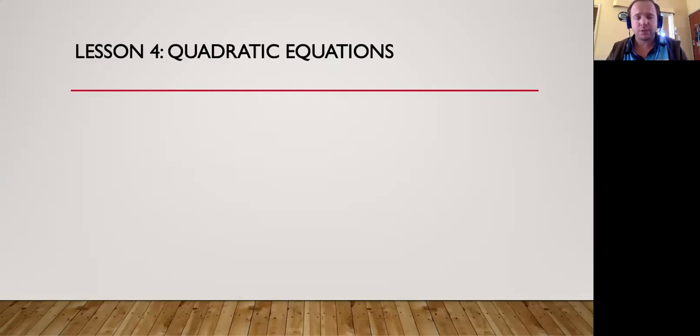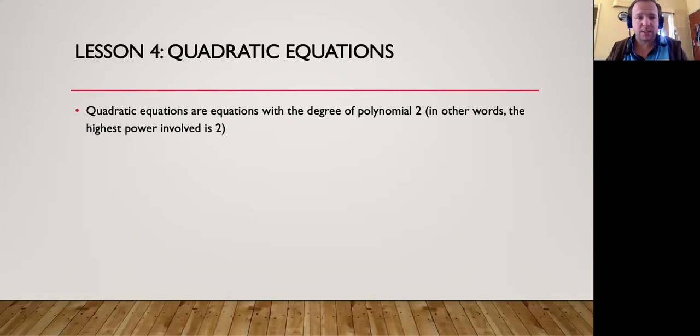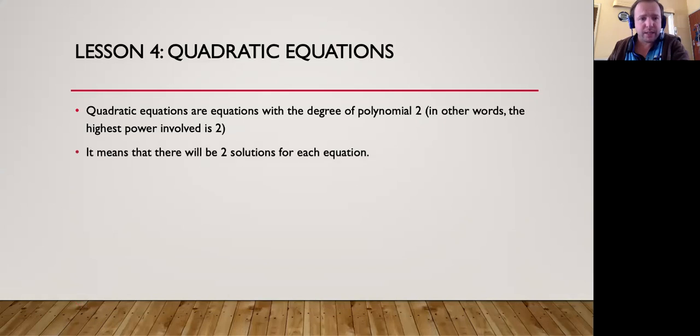All right, now what we're going to do today is learn how to solve those types of equations. Now, at grade 9 level, you're only going to be expected to do certain types of equations. So let's go through quickly. Quadratic equations are equations with a degree of polynomial 2. In other words, the highest power involved is a 2. It means that there will be 2 solutions for each question. So notice in all the other equations we've been dealing with, we've only had one solution. Now, in this type of question, where there's an x squared involved, we're now going to have 2 solutions.